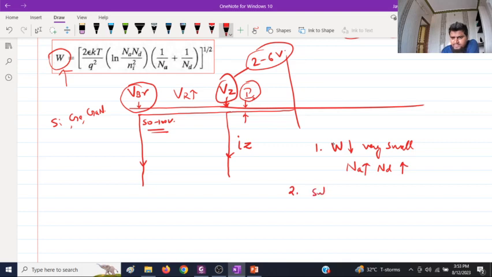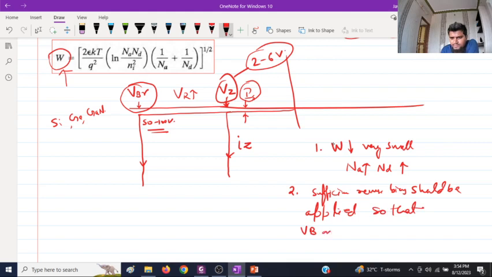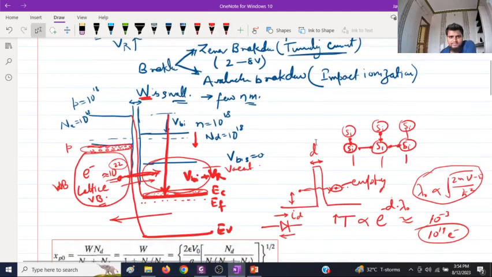Another condition is that sufficient reverse bias should be applied so that the valence band on P side comes in line with the conduction band on N side. Okay, so this is the condition.